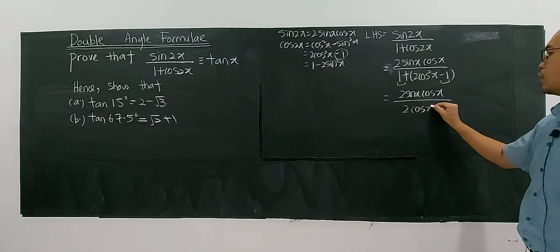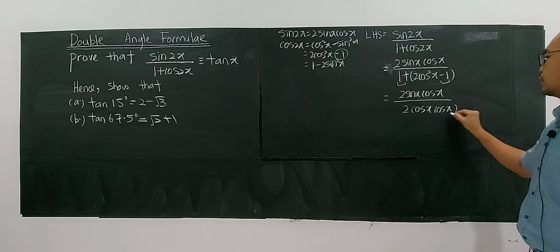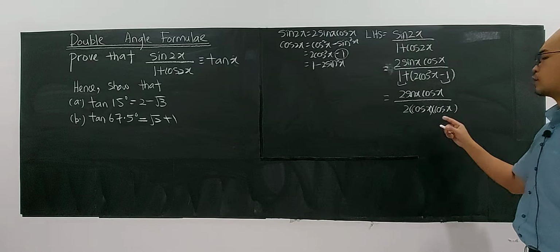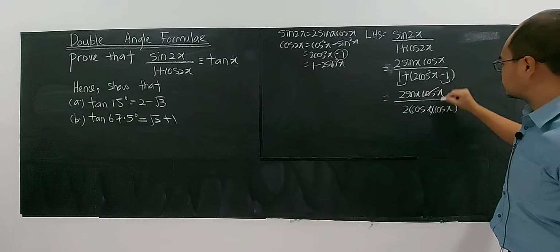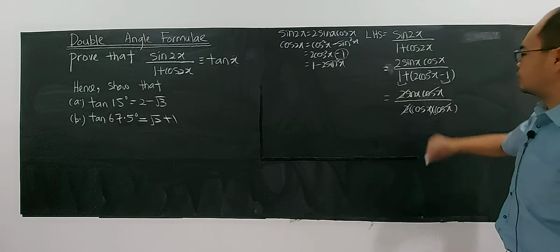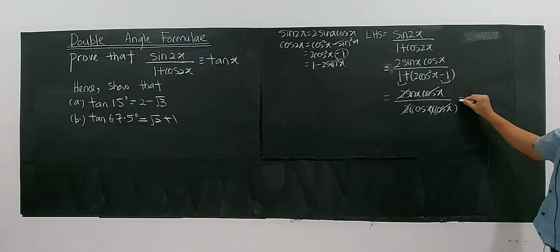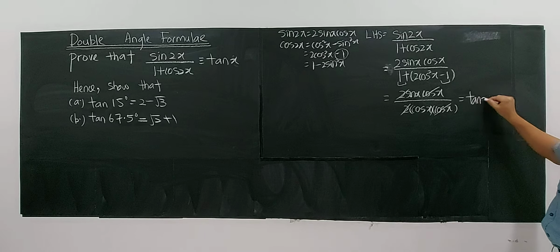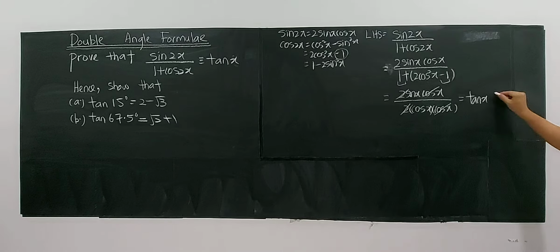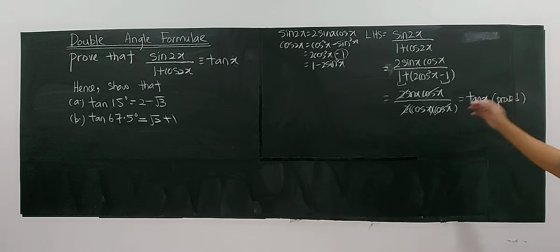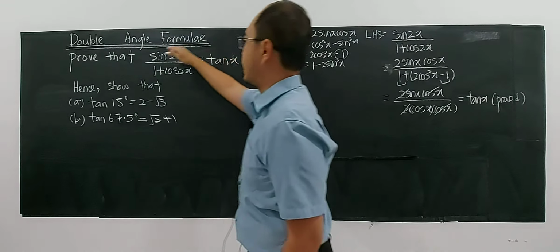Cos square means cos x times cos x, so then the cos x is eliminated and the 2 is eliminated. Finally, you have sine over cos. Sine over cos is tangent x, right? So you have already proved that this identity is true.